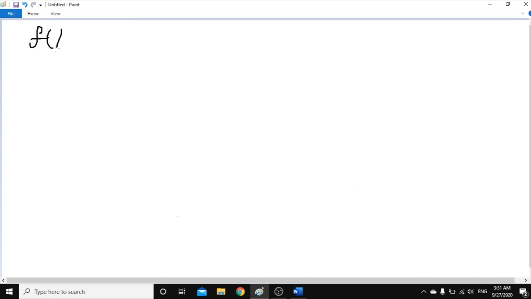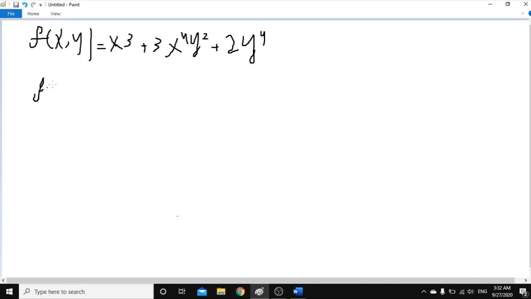The second example, f of x, y is equal to x cubed plus 3x to the fourth times y squared plus 2y to the fourth. So we need to do the same steps. First step, we need to find the partial derivative with respect to y and with respect to x alone.